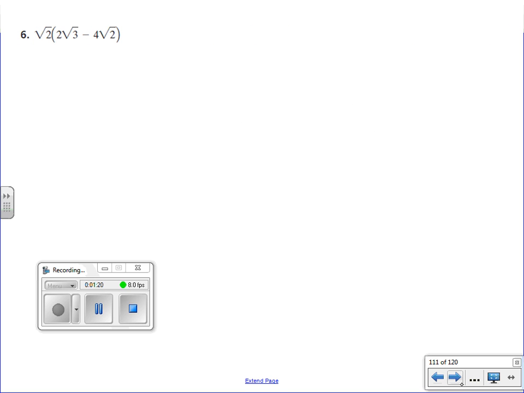Question 6. Simple distribution in this case. We're going to distribute root 2 to 2 root 3, and then we're going to distribute root 2 to negative 4 root 2. 2 comes down. Root 2 times root 3 is root 6. And root 2 times 4 root 2 is going to give us negative 4.